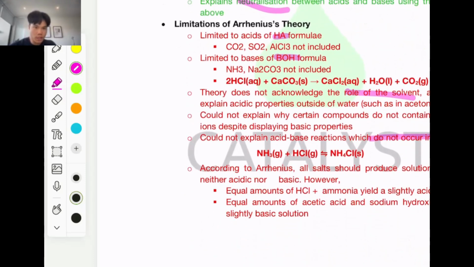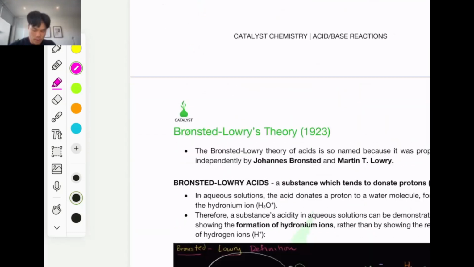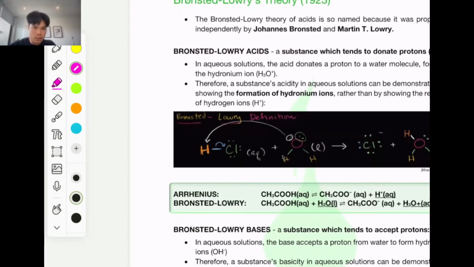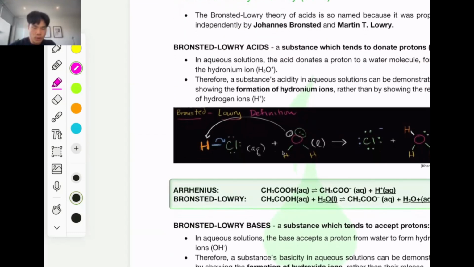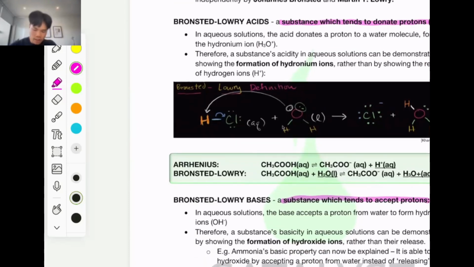So those are the main limitations of Arrhenius. Don't have to have them all, but at least take a few. So to finish off, Bronsted-Lowry came in and said, acid, substance which donates protons. Base, substance which accepts protons. And he acknowledged the role of the solvent, and that's something that is kind of thrown around. When we actually say you acknowledge the role of the solvent, what does that actually mean?